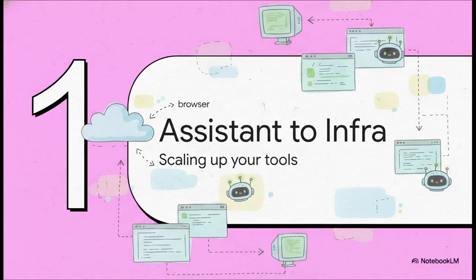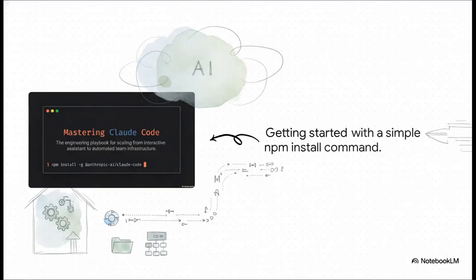Starting off with Section 1, from assistant to infrastructure. Let's talk about bringing this absolute powerhouse of a tool directly into your terminal environment. Getting it set up is surprisingly simple. You just run a global npm install, literally just npm install -g @anthropic-ai/claude-code. But honestly, that single command is your very first step toward becoming a truly AI-native organization. By pulling Claude right into your command line, you're placing it right next to your compiler, your Git repo, and your local files. No more copying and pasting back and forth between windows. The AI is, well, it's living inside the house now.